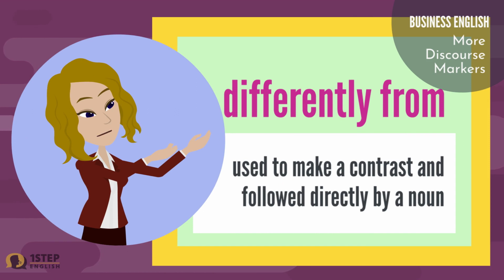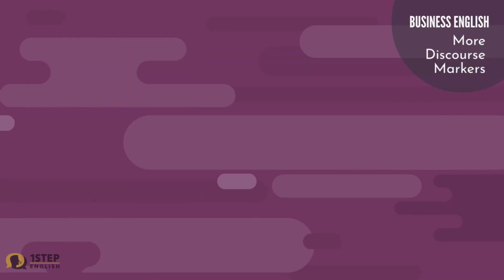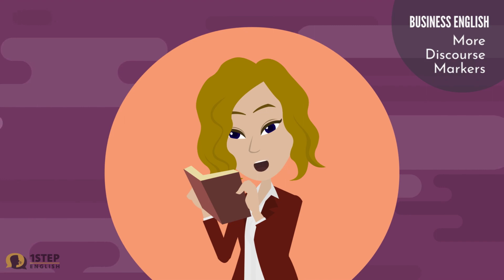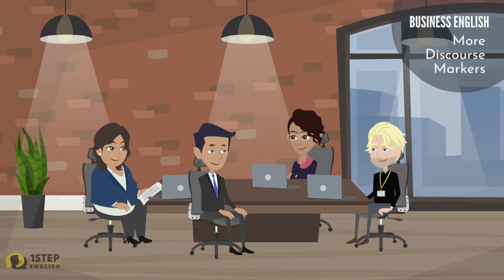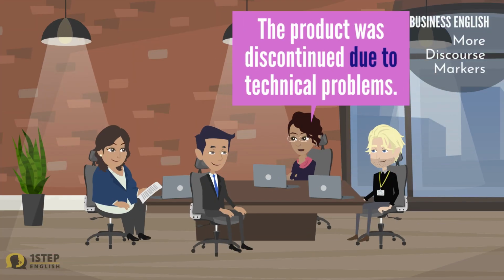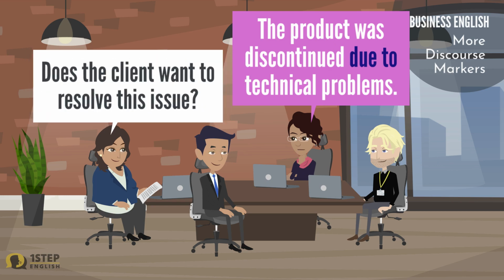Differently from. It is used to make a contrast and followed directly by a noun. Here's an example. The product was discontinued due to technical problems. Does the client want to resolve this issue?